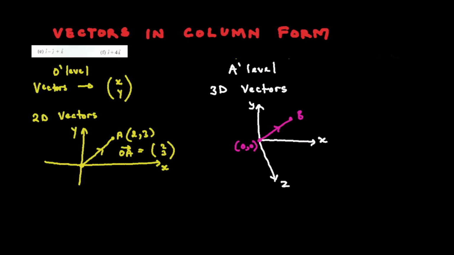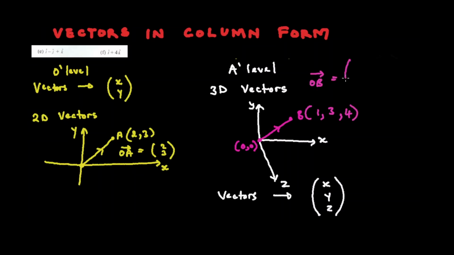So tichiri pano zvinoreva kuti ma vectors edu in column form are expressed as x, y, z. Saka z is a dimension which we have introduced. Kureva kuti tinogona kuti the x component of b is 1, the y component of b is 3, then the z component of b is 4. Zvinenge zvakureva kuti the position vector OB is equal to 1, 3, 4.